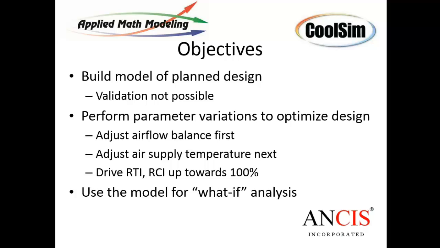And the methodology we use is always the same. It is first get the airflow balance correct, adjust it, and then start to work on air supply temperature to both improve the energy efficiency as well as optimize the design. And then we use these metrics called RTI and RCI, and we drive them towards 100%, to get to the first two, which are airflow balance and air supply temp optimization. And then we use the model for what if.